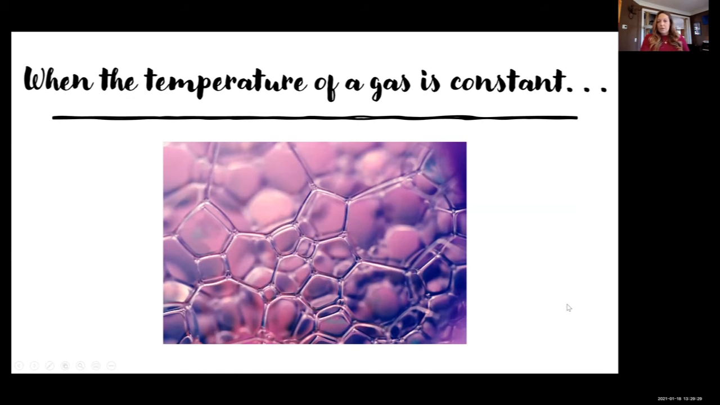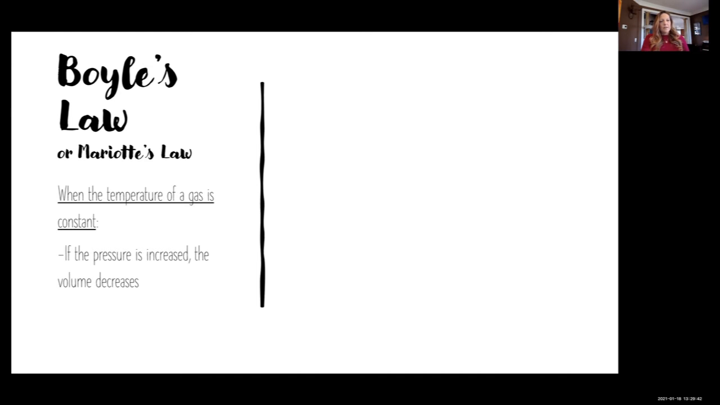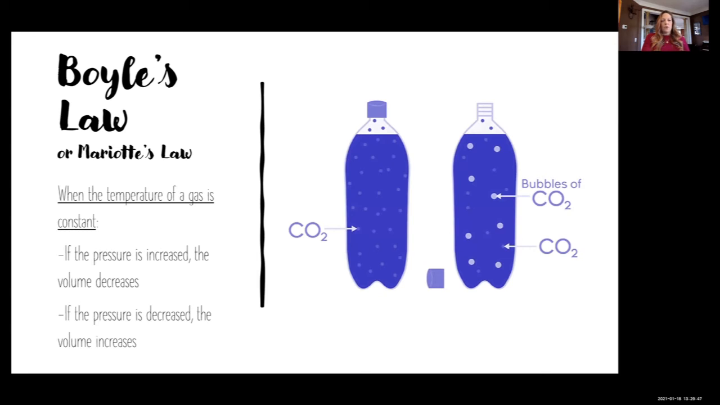Now, when the temperature is constant, we start talking about Boyle's law, or sometimes called Mariotte's law. And this says that when the temperature of a gas is constant, if the pressure increases, the volume decreases. And then likewise, if the pressure is decreased, the volume increases.